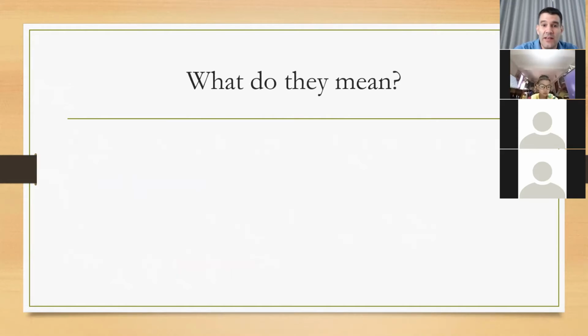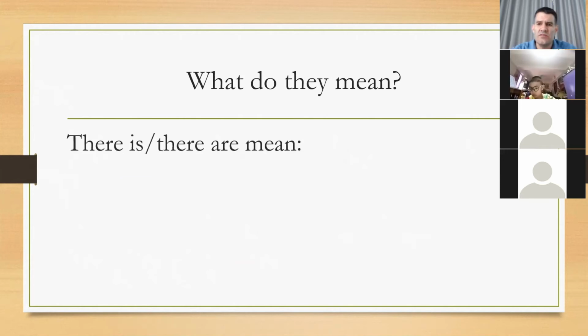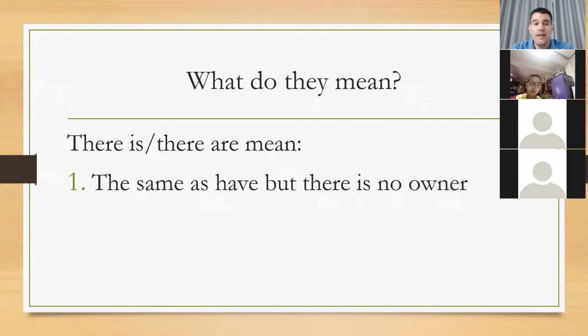So what do they mean? What do we mean when we say there is or there are? This is explained in 2 ways. It's similar to have or has, but there is no owner, or it doesn't belong to one person, or it will change soon, things like this, where there's not a clear owner. It would not be like a phone. This is my phone. I own it. So you wouldn't say there is a phone. You would say this is my phone.